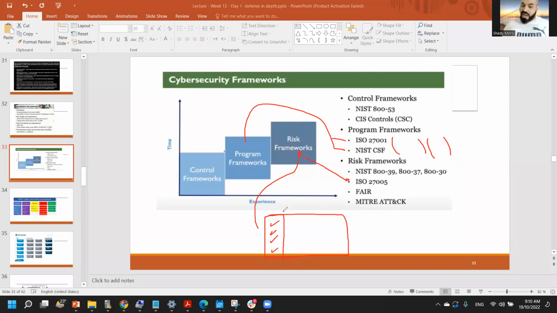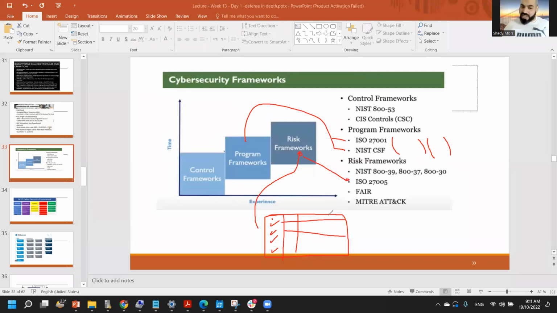Okay. Now I will move from the first core function, which is identification, to the second core function, which is protection. What kind of protection will I do? What is the most important thing I will do? Here, for example, NIST is saying the most important thing is access control, or identity and access management.